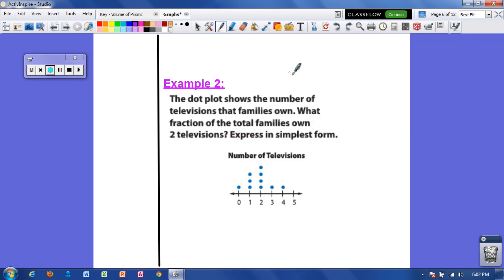All right, example 2. The dot plot shows the number of televisions that families own. What fraction of the total families own 2 televisions, expressed in simplest form? So we want to know, out of the total, how many people have 2 televisions? So I am concerned about who has 2 televisions. And if I count, that would be 1, 2, 3, 4 families.